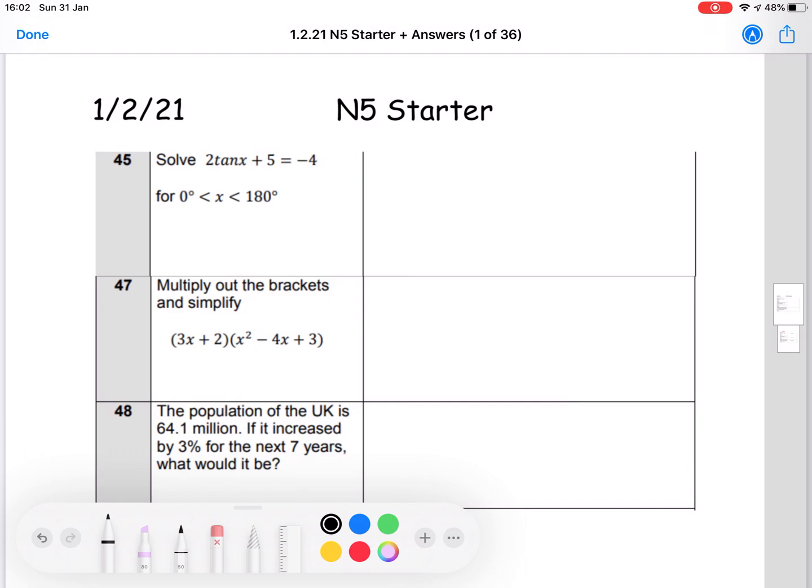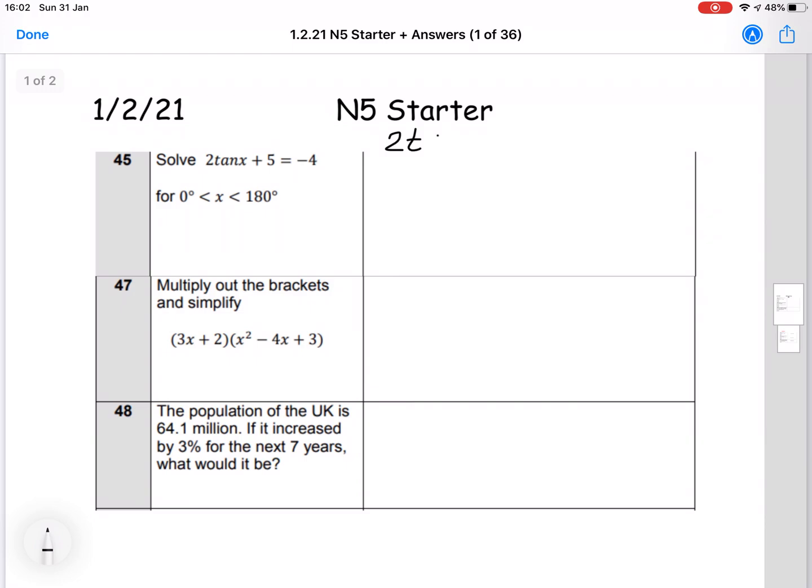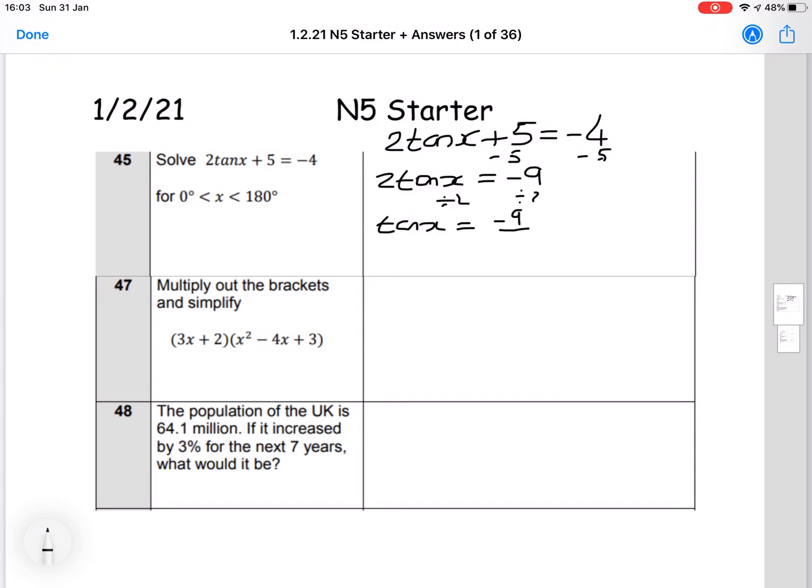So question 45, we have here a trig equation. Our equation reads as 2 tan x + 5 = -4. We need to rearrange that first of all into just tan x =. So we'll take 5 away from both sides first of all. That's going to give us 2 tan x = -9. And then we're dividing both sides by the 2. So we'll end up with tan x = -9/2.